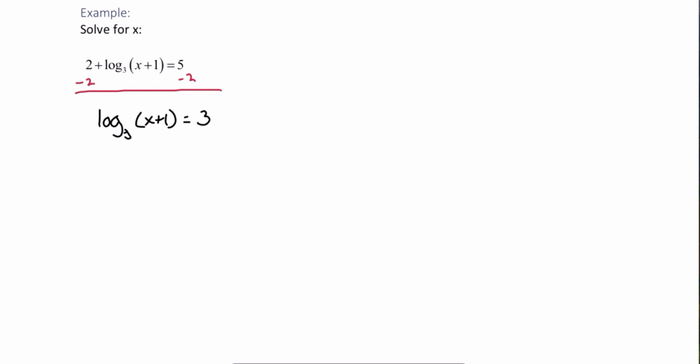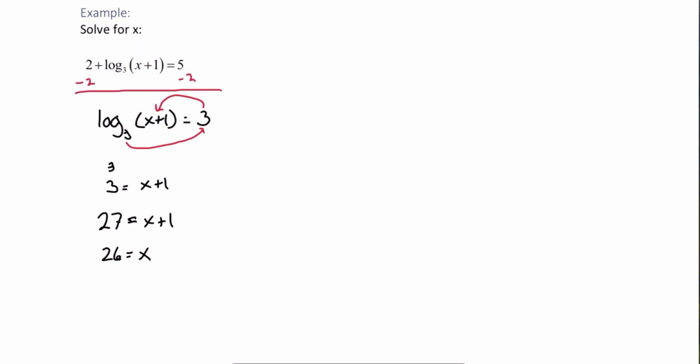After we've isolated the log, we want to convert this to its equivalent exponential form. To do that, we take the base, raise it to the third power, and set that equal to the argument. 3 cubed equals x plus 1. 3 cubed is 27. 27 equals x plus 1. Subtract 1, and we get that x is 26.